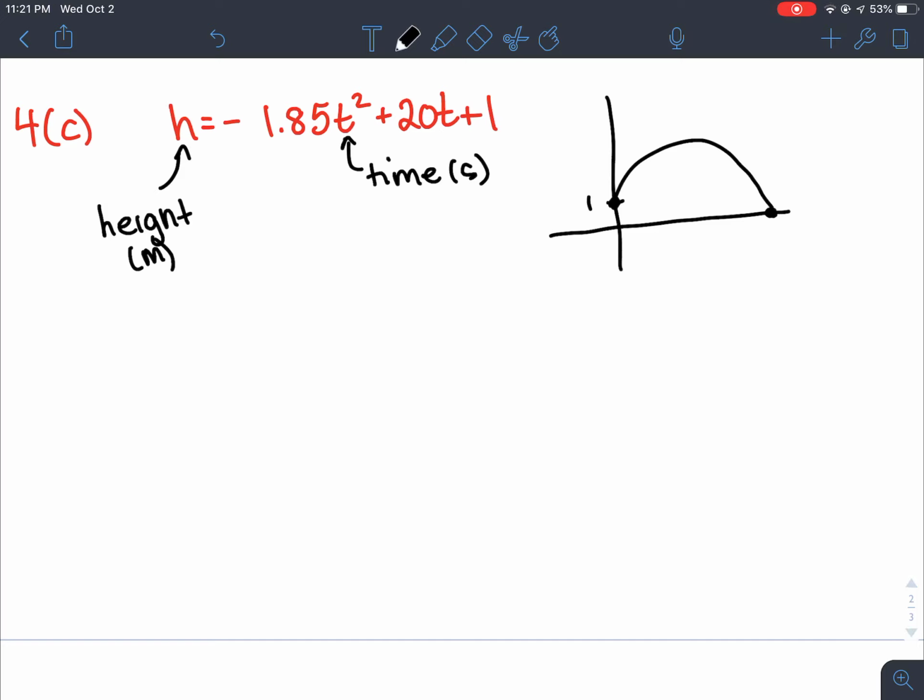So you're looking for this value right here, and that's a root. If that's the ground, this is the height, and this is the time. You'd have to find the roots to figure out when it's going to hit the ground. To find the roots, you can factor, which I don't think is going to be great in this case because of the 1.85, or you can use the quadratic formula.